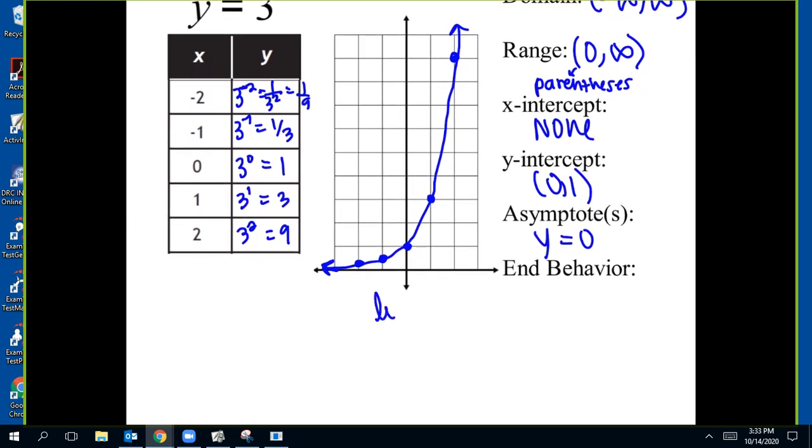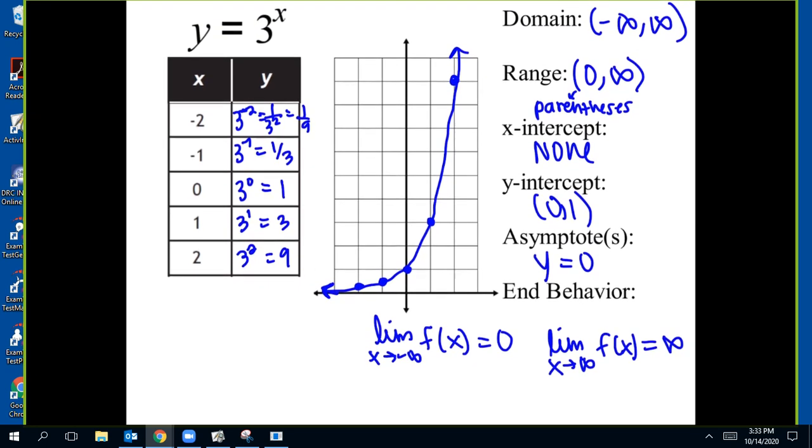End behavior is the limit as x approaches negative infinity of the function. On the left side, it's approaching 0, remember. And then on the right side, it's going to be approaching positive infinity.